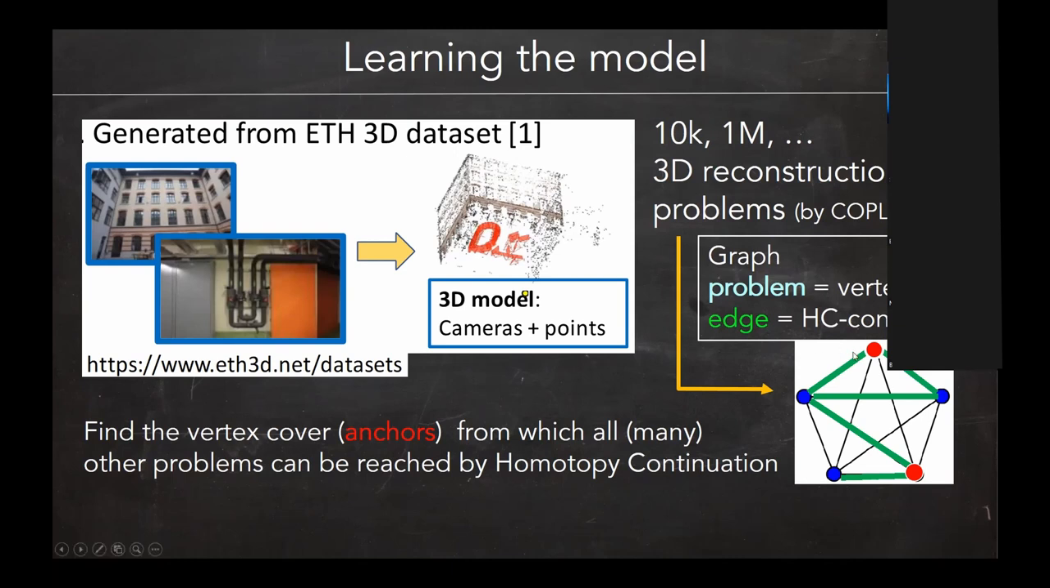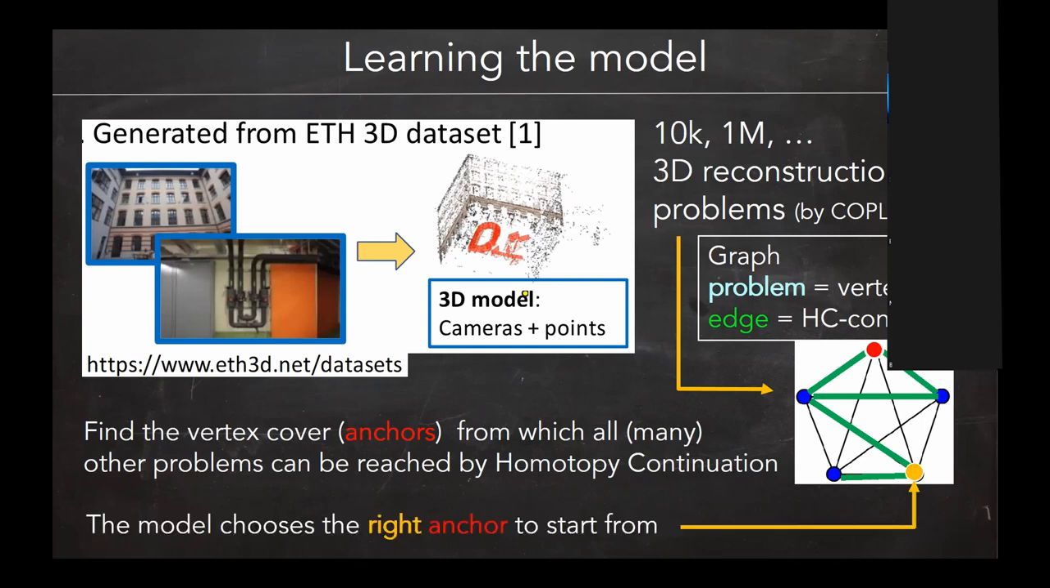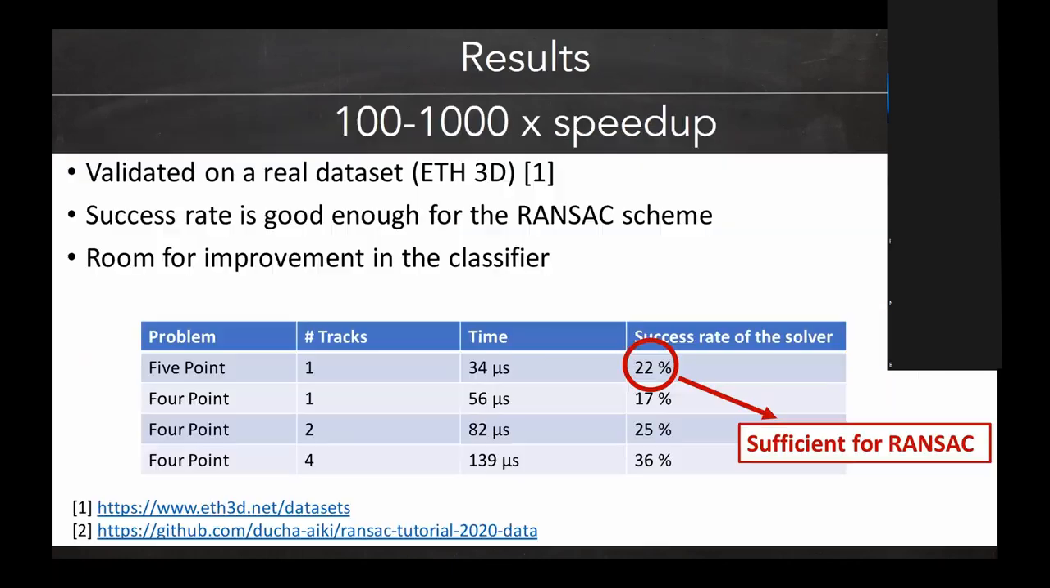Maybe I have nodes which have 100,000 or a million different problems. On that, I'm putting this graph. And then I would like to make it simple. And the simple thing is to find a subset of vertices which are somehow covering all these other vertices, so they are connected to many other vertices. So I want to do what they call minimal cover, which is a standard graph problem. Which is combinatorial. So there are some greedy algorithms which can deliver something that is a good approximation. And we select those red points, which we call anchors. Those are the ones which we start from. And the network basically gets the input data and picks the anchor from which you want to start doing homotopy. So this is what the model does.